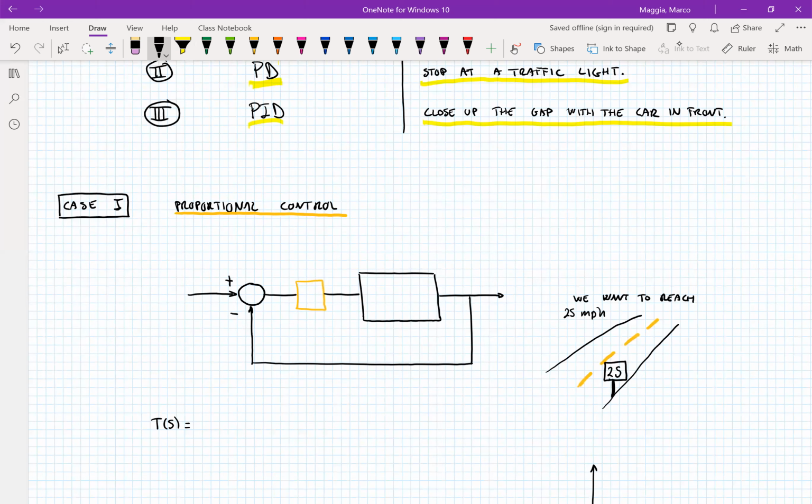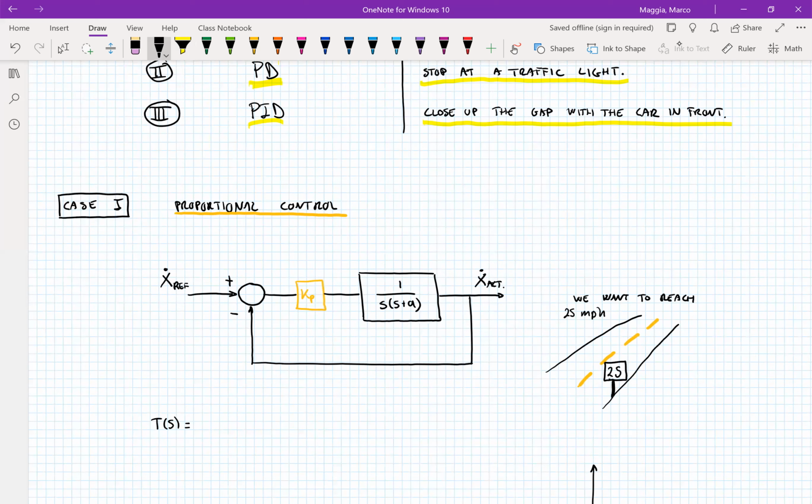And so now we close our loop. And this is our new plant with second order system. And we're adding this controller, only proportional. So we have Kp. What is our input? Our input is the reference velocity, the velocity that we want to reach, in this case, 25 miles per hour, or whatever you want. And the output is going to be our actual velocity.